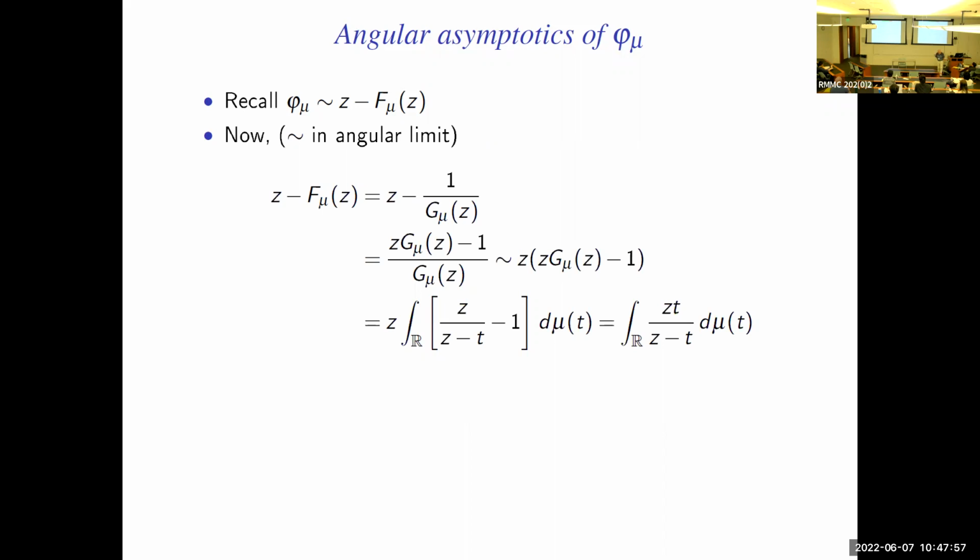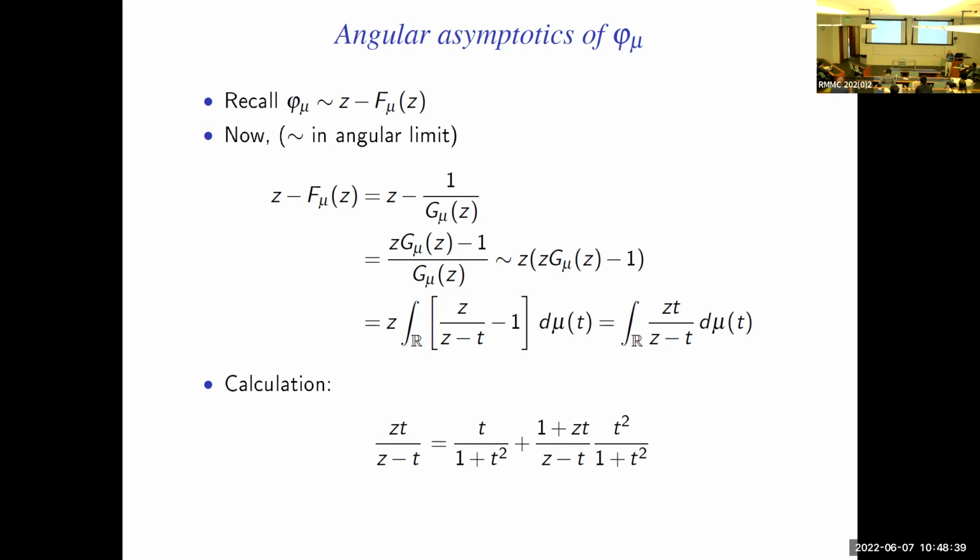And here's the little calculation, which I'm very fond of. So you look at z minus f mu of z. This is z minus 1 over g mu of z. You do a little bit of algebra and see that z g mu of z minus 1 over g mu of z, which angularly speaking is the same as z times z g mu of z minus 1, because g mu of z is about 1 over z. So this is exactly z times the integral over the real line of z over t minus 1, or the integral of zt over z minus t.